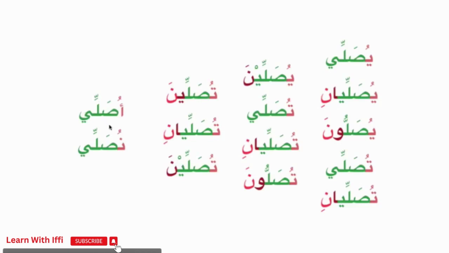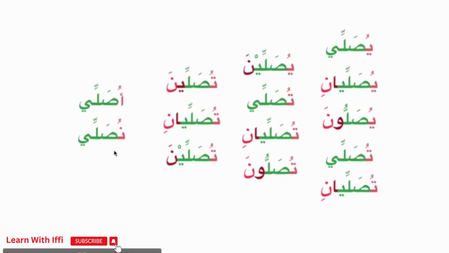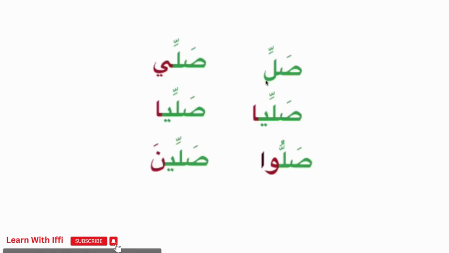Ana usalli, nahnu nusalli. So how do we make amr? It will be salli, because you make amr by hadhfi harfi illa, so you remove the lam kalima. So salli. Allahumma salli ala. So that is salli. Salliya, sallu: the dhamma again we need to know, because kasra and waw are not compatible. That's why we got sallu. Salli with ya is anti. Salliya, sallina.